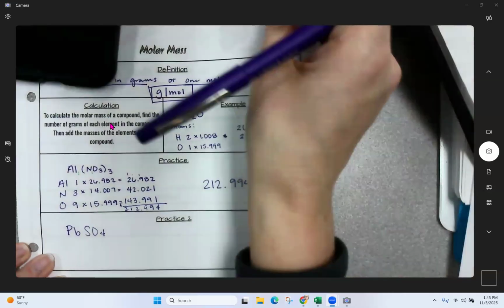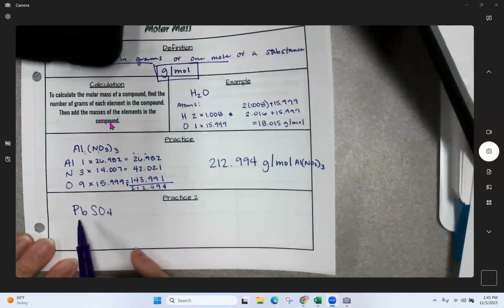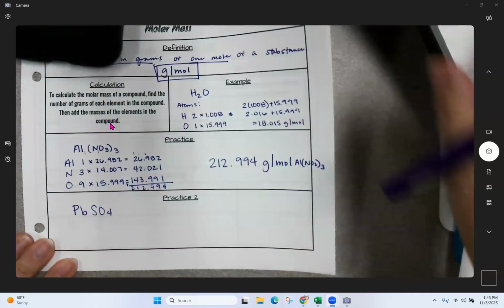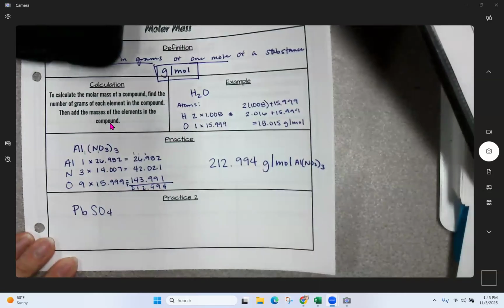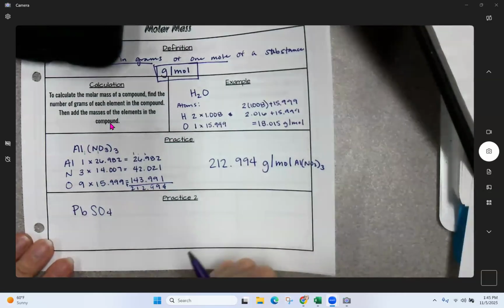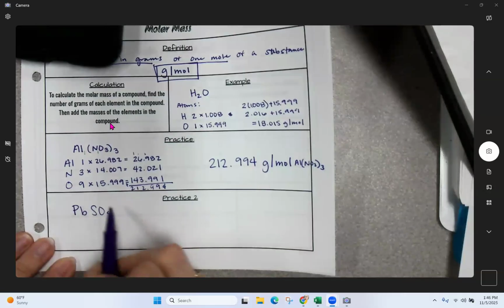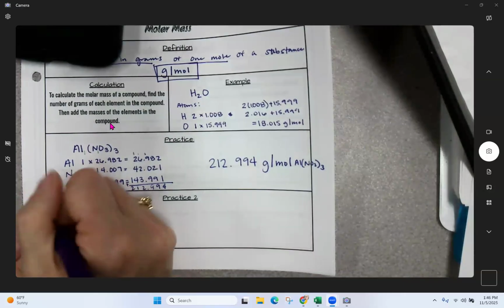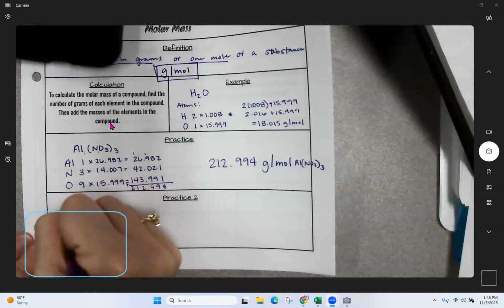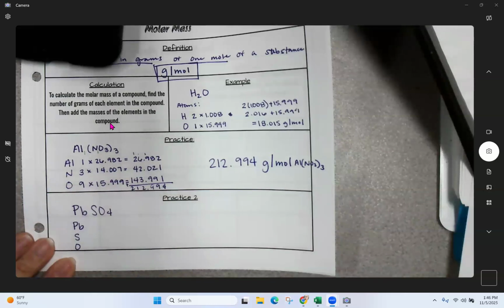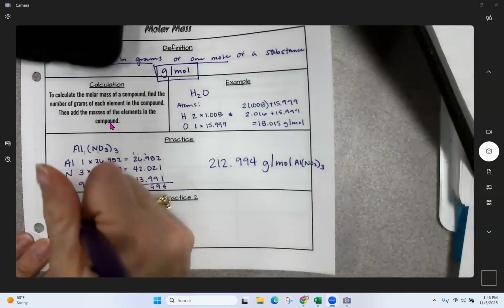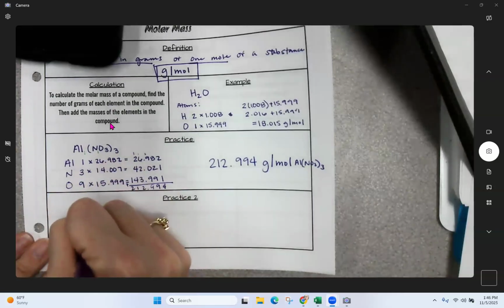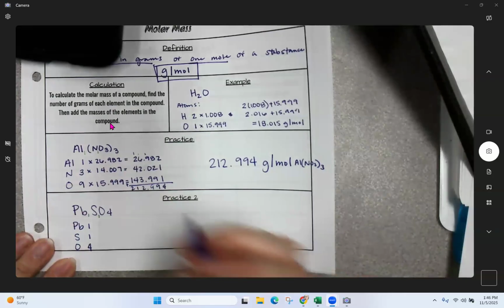Second practice is lead sulfate. Yep, lead sulfate. And remember, we need to name these. So if you are like, Miss Gerhart, where did you get that name? You need to go back and study that. So we're going to do our atomic count. So we have lead, we have sulfur, and we have oxygen. Remember, if there is no number, it is an imaginary 1. So we have 1 lead, 1 sulfur, and 4 oxygen in this compound.